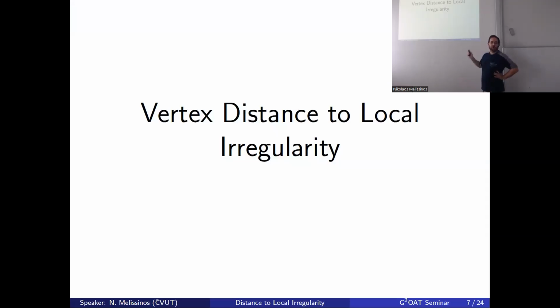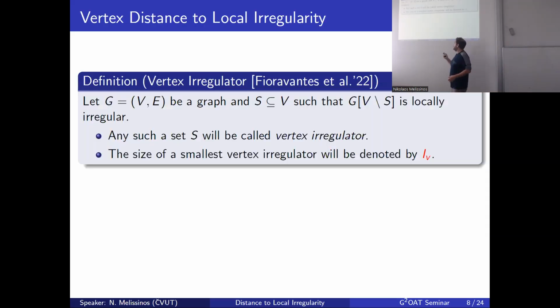Okay, so let me start with vertex irregularity. Again, the problem is to delete the minimum number of vertices such that the graph is locally irregular. In particular, we're going to talk about the vertex-irregulator. The set we are deleting is called a vertex-irregulator if it gives us a remaining graph that is locally irregular. And so the question can be rephrased into finding a minimum vertex-irregulator.